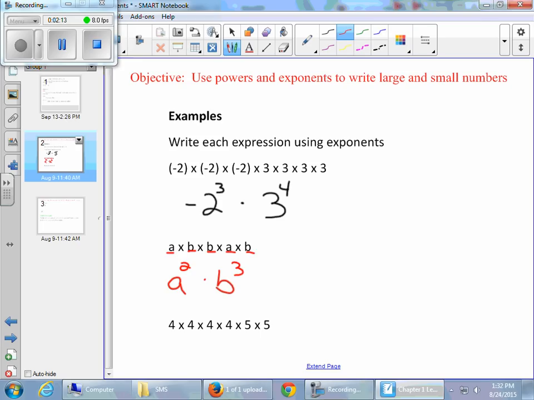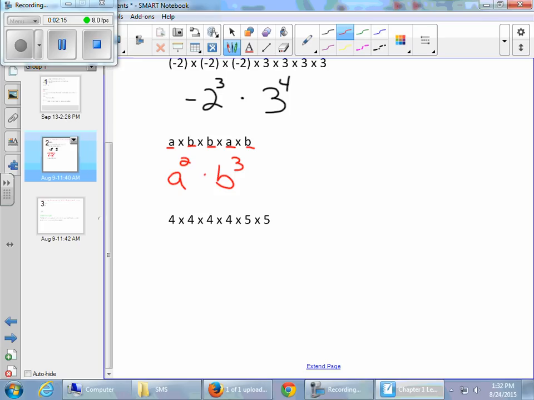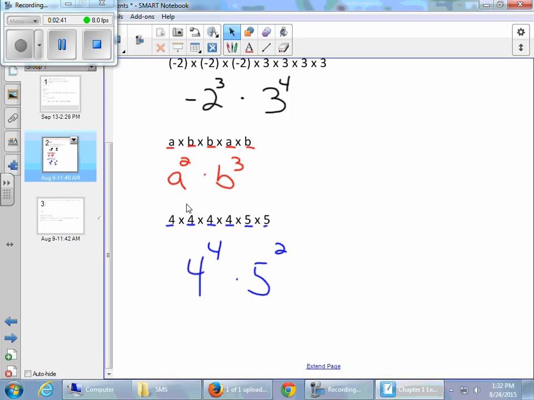And for our last example here, we have 4 times 4 times 4 times 4 times 5 times 5. And first base, we'll take the very first number, 4. And that shows up 1, 2, 3, 4 times. So 4 to the fourth times our next base, which is 5. And that shows up 1, 2. So 4 to the fourth times 5 to the second is our solution for there. Okay, once again, any questions, please go back and rewatch the video or write them down, bring them into class.